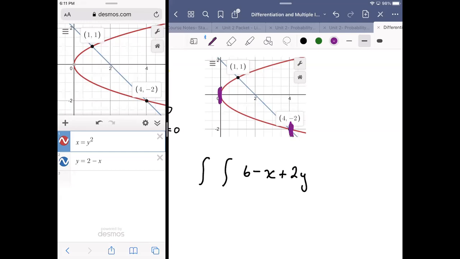Now, what you'd be dealing with is a case where the line is irrelevant over this interval, and it's only the parabola, the sideways parabola. Right? So if I were to work with numerical bounds, I'd first have to go 0 to 1, then break it up into a separate double integral from 1 to 4. I don't want to do that. So instead, let's work our way up the line here.